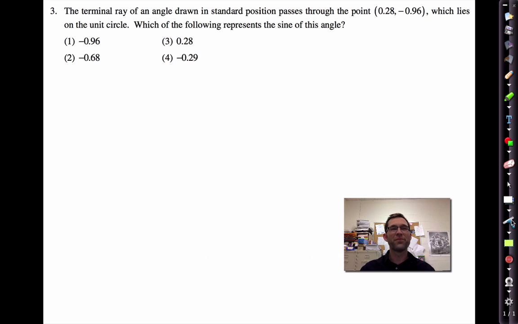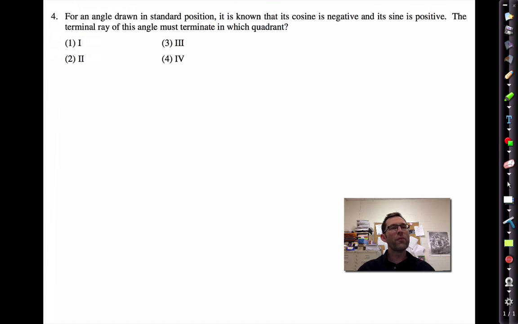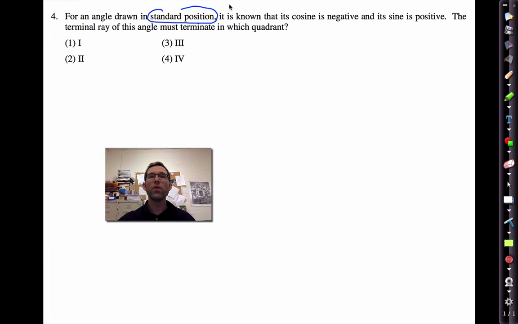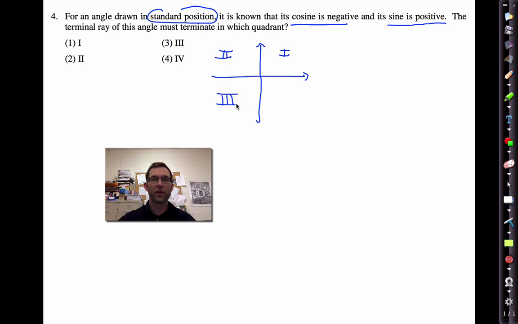Let's do the next problem. All right, problem 4. For an angle drawn in standard position, it is known that its cosine is negative and its sine is positive. The terminal ray of this angle must terminate in which quadrant? Well, let's think about this for a second. Remember our quadrants, 1, 2, 3, and 4, right?